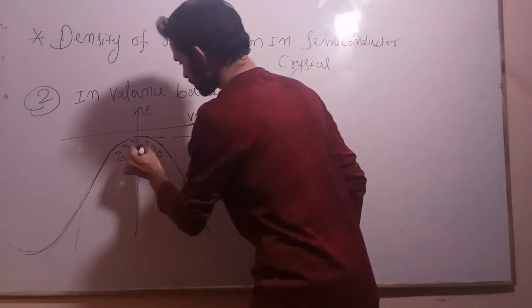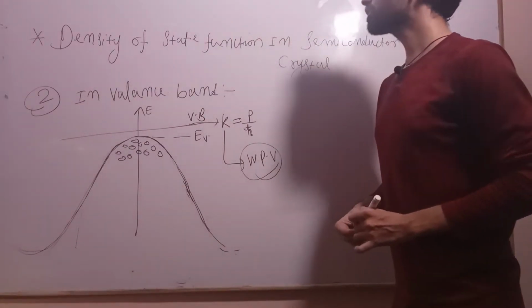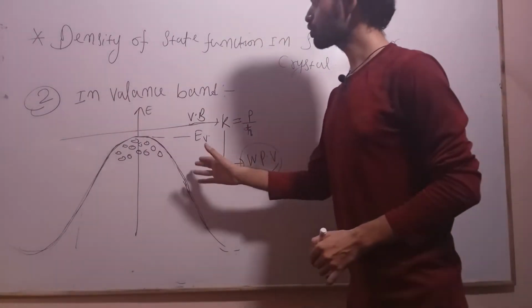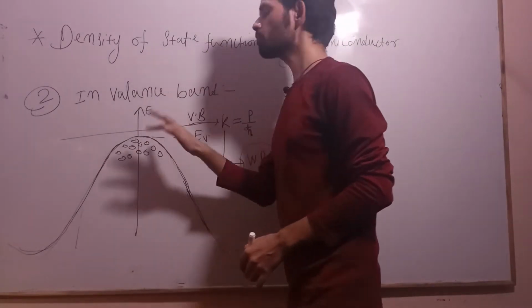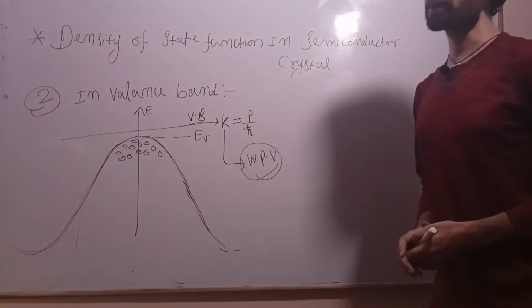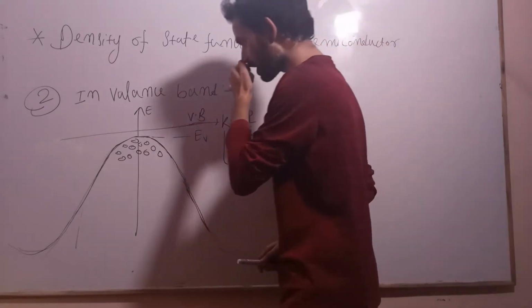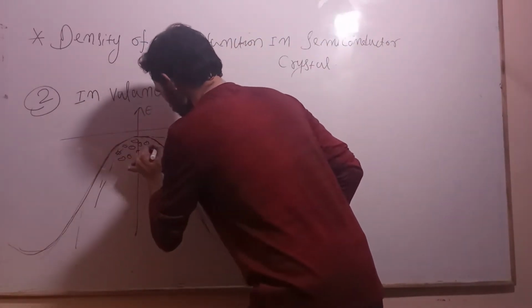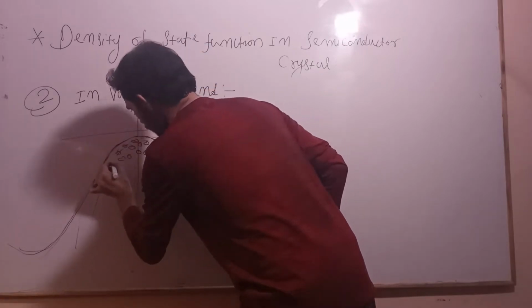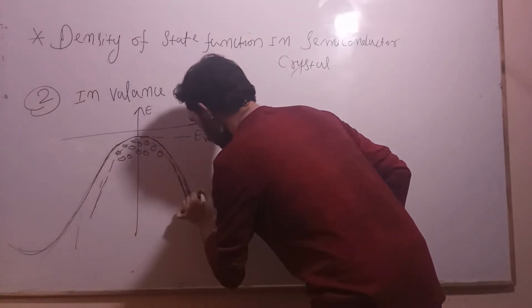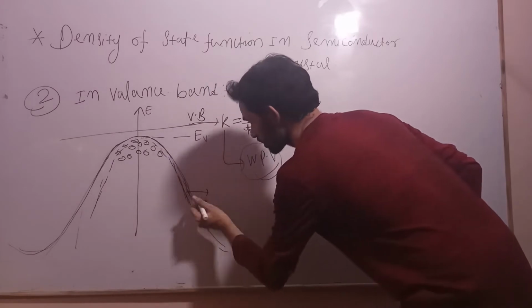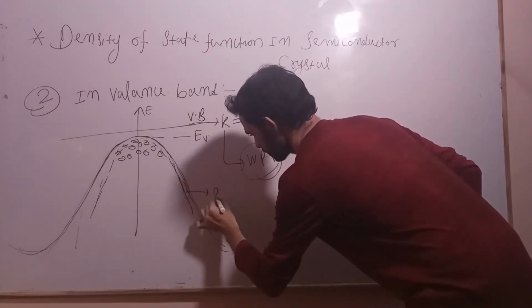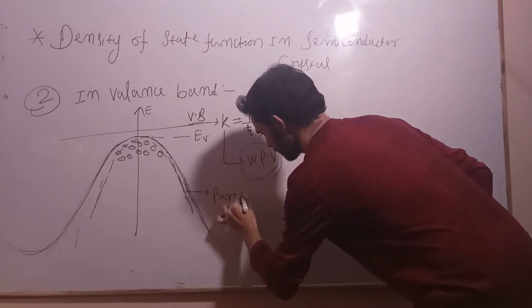At the uppermost level of the valence band, all these holes tend to settle down, or you can say accumulate, at the top of the valence band. Now, the energy of that hole, the energy of this particle as a whole, can be approximated as a parabola. So this is my parabola.